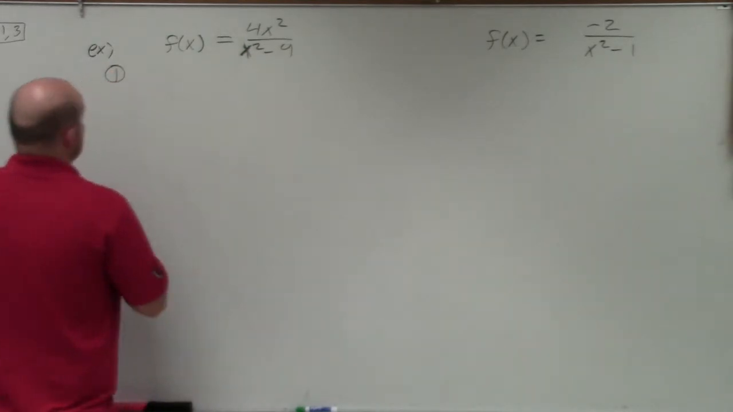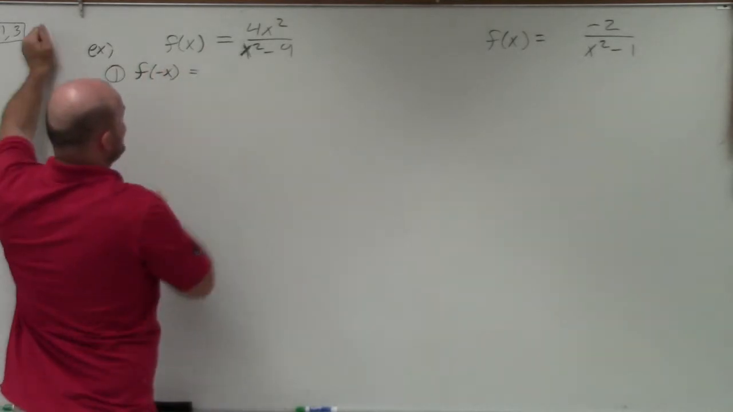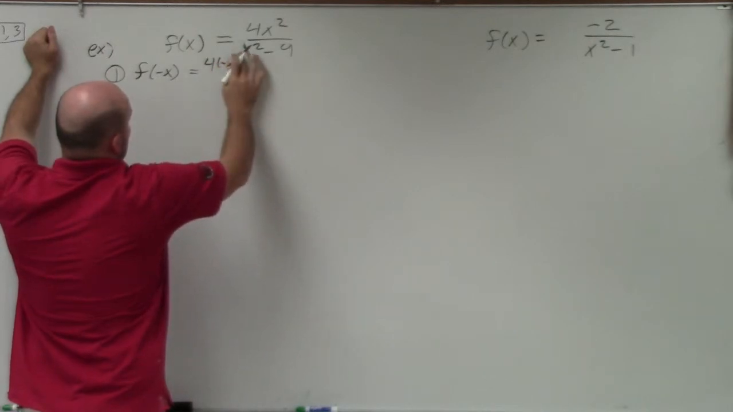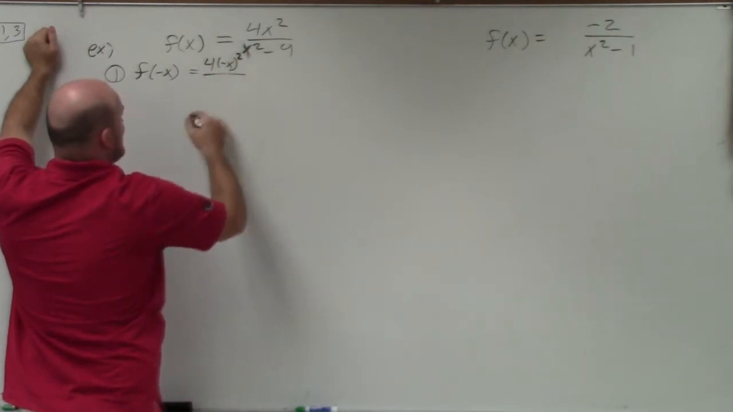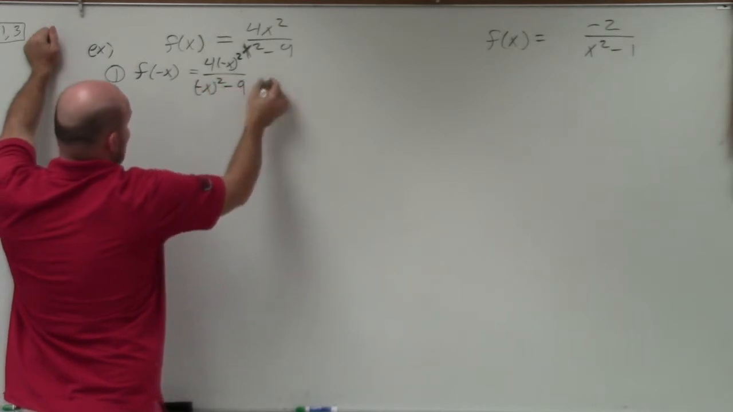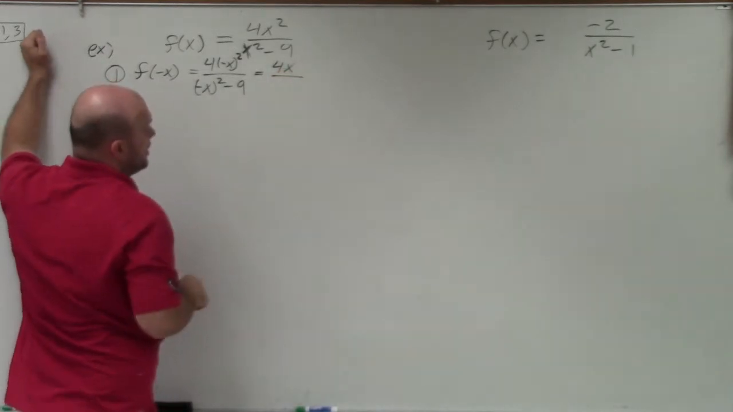Remember, to find symmetry, we're going to plug in f of negative x. If we obtain the exact same function back, then we have symmetry about the y-axis. If we obtain the negation of the function, then we have symmetry about the origin.